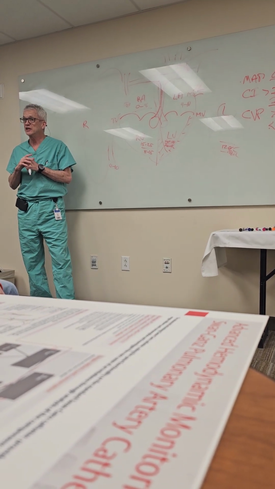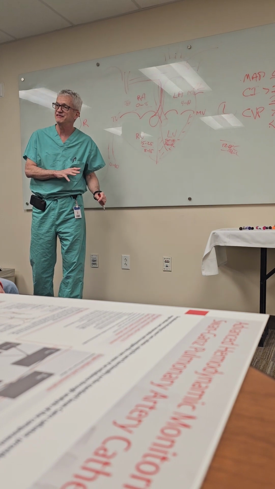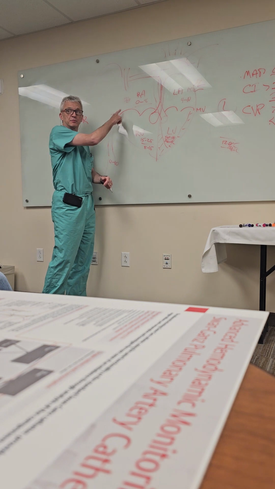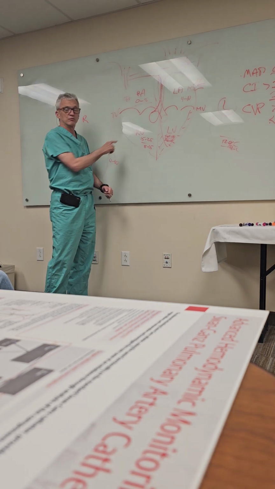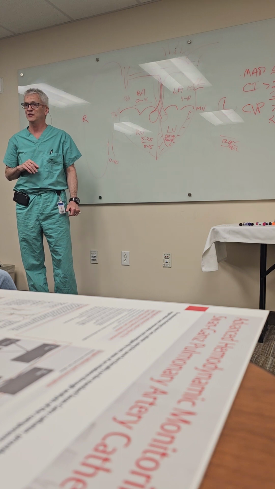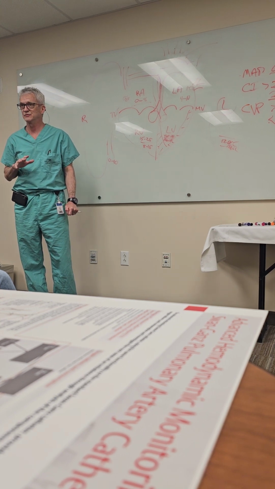Nitroglycerin, okay, nitroglycerin is primarily a venodilator. So it decreases central venous pressure. It decreases right ventricular pressure. Because the blood is not getting back to the heart, it's decreasing preload. Okay?